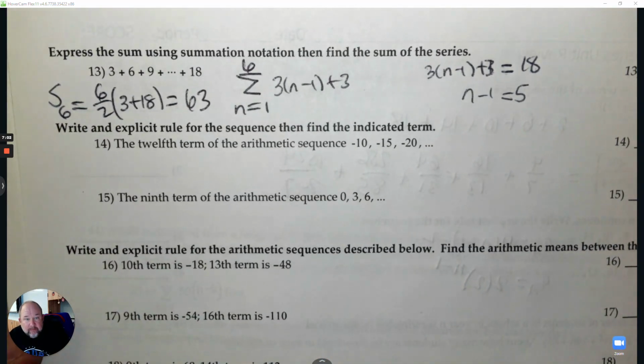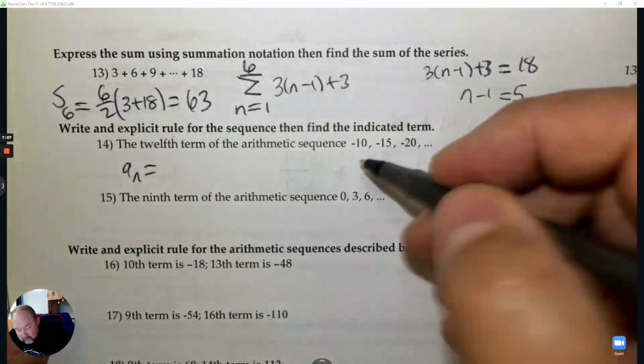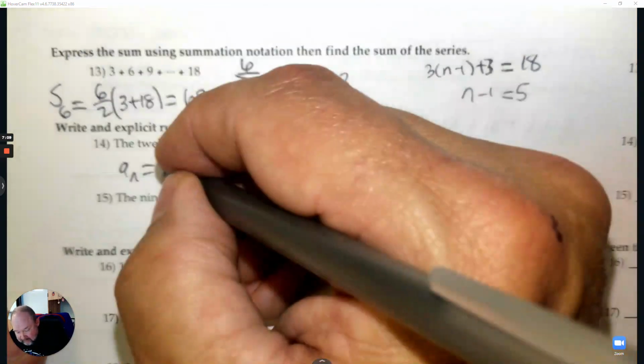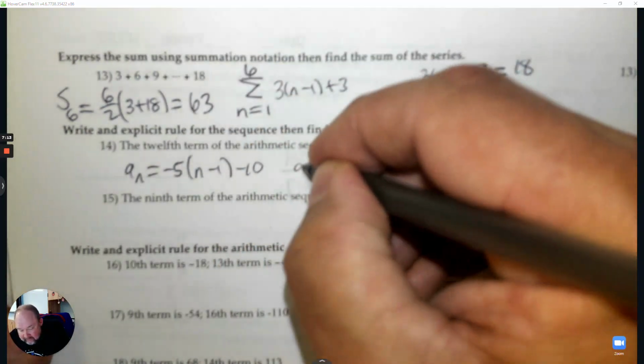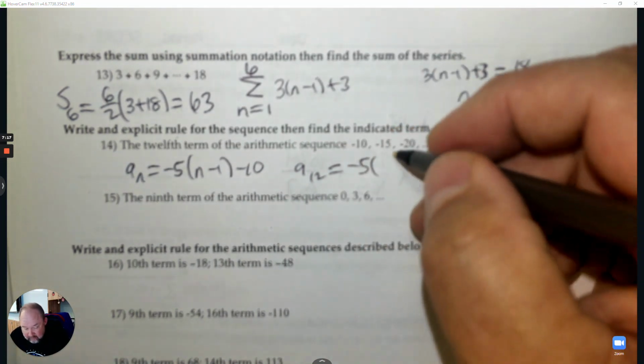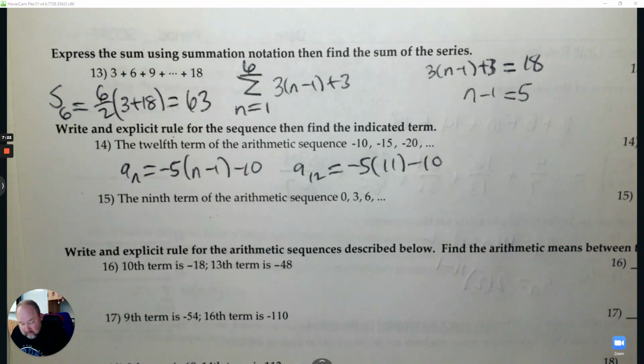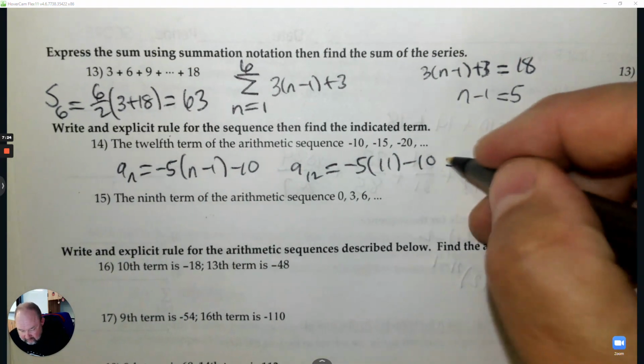All right, the 12th term of the sequence. So I need a rule. So write the rule. So we're subtracting 5. And the first term is negative 10. And then to find the 12th term, you plug 12 in. So it's negative 5. 12 take away 1, which is 11. Take away 2, 10. So that's negative 65.